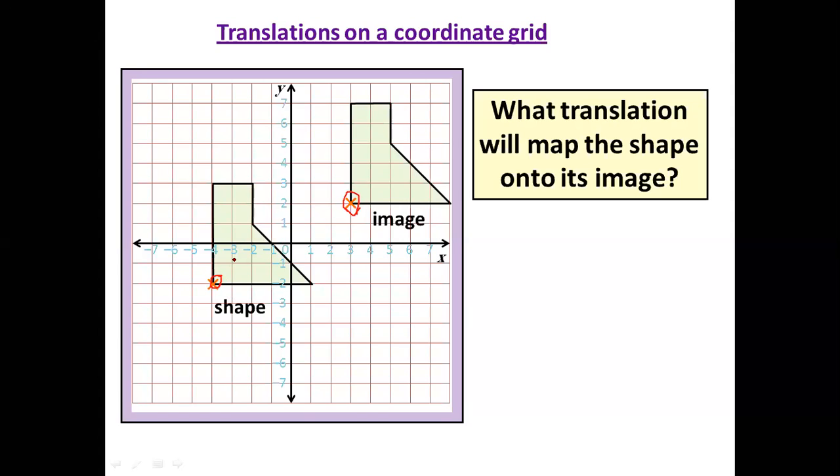Now, here we go upward. How many units will we count? 1, 2, 3, and this is 4. 4 up. Remember that, 4 up. And to the right: 1, 2, 3, 4, 5, 6, 7. 7 to the right. So this is the translation. What translation will map the shape onto its image? 7 right and 4 up.